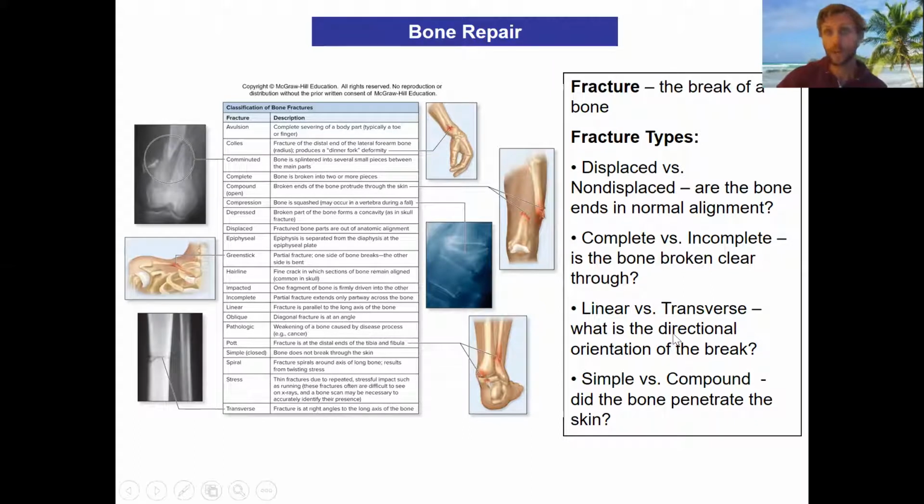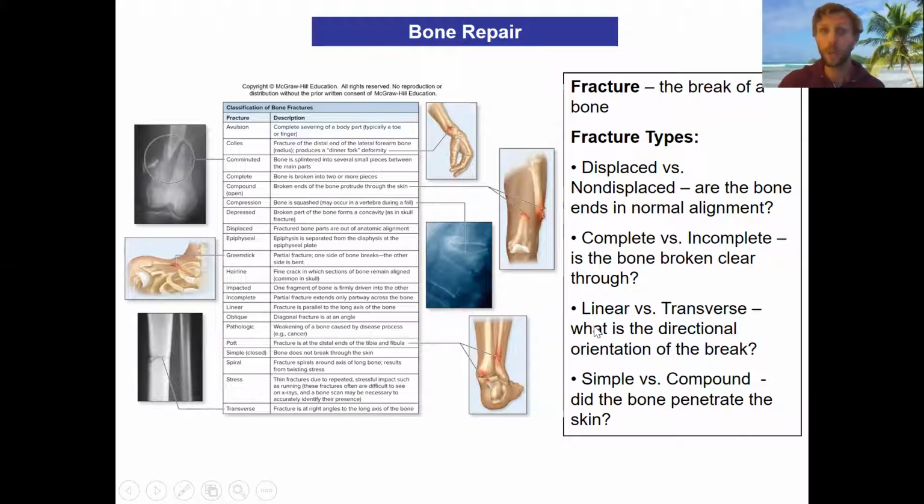Additionally, we can describe that same fracture according to whether the fracture is running along the axis of the bone or more perpendicular to the bone's axis. For example, notice how this fracture here goes across the bone. That would imply that it is a transverse fracture. Whereas if the fracture went up and down the length of the bone, it would be described as linear.